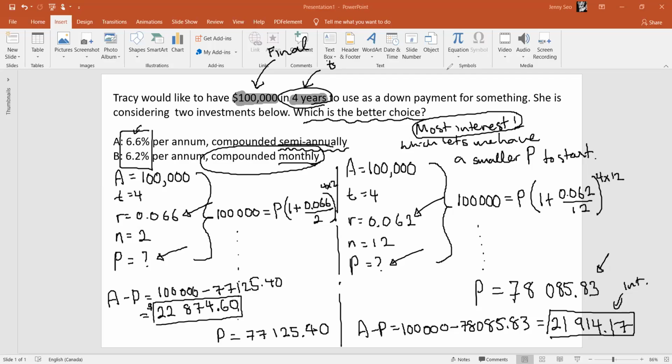Okay? So between these two, which is a better choice? It'll be that one. All right. Any questions?